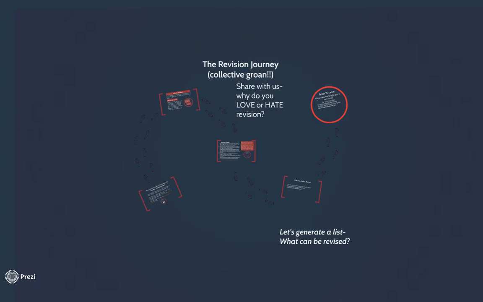So I know that most of you are probably groaning at home, like, oh, revision. So my question, do you love it or do you hate it? How do you feel about revision? Personally, I love revision. I love going back and looking at what I've written and evaluating it and determining whether or not I still like what I have or how I can change it to make it better.